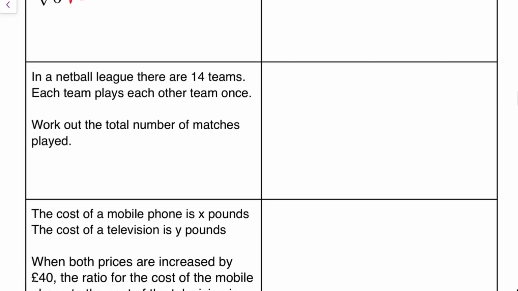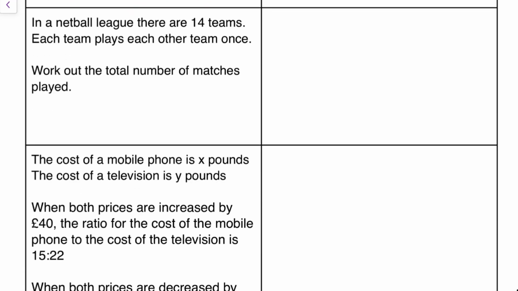Question done. Next question. In a netball league, there are 14 teams. Each player plays each other team once. Right, okay. So let's think about the first team. The first team is going to come in and they're going to play 13 different people. The next team are going to come in and they're going to play 12 different people because the first team has already played them. And then it's going to be 11 and 10, etc., etc. So in other words, I need to add all these numbers up.